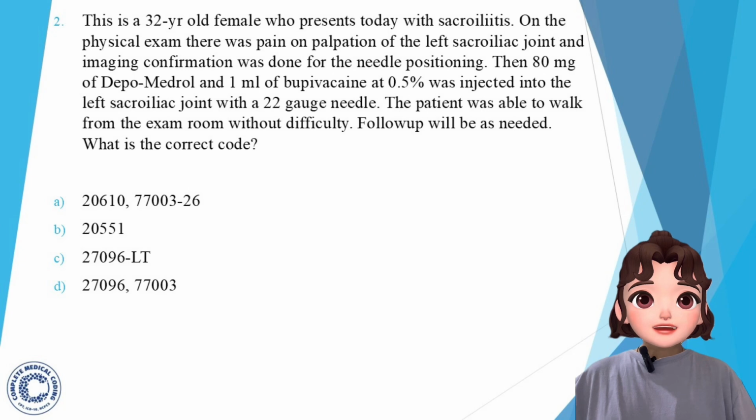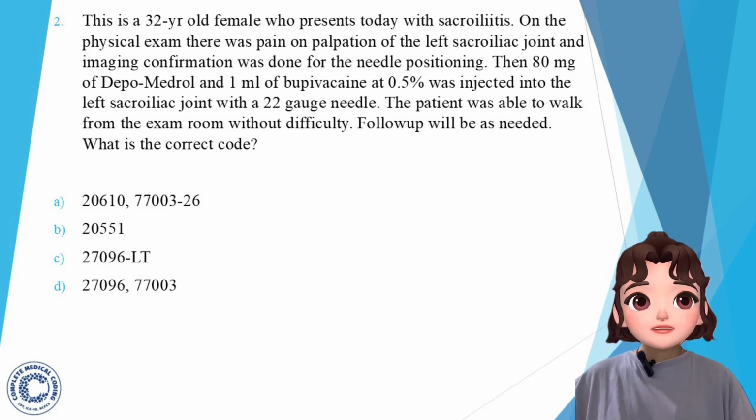So let's move to the second question. This is a 32-year-old female who presents today with sacroiliitis. On the physical exam, there was pain on palpation of the left sacroiliac joint and imaging confirmation was done for the needle positioning. Then 80 mg of Depo-Medrol and 1 ml of bupivacaine at 0.5% was injected into the left sacroiliac joint with a 22 gauge needle. The patient was able to walk from the exam room without difficulty. Follow-up will be as needed. What is the correct code?